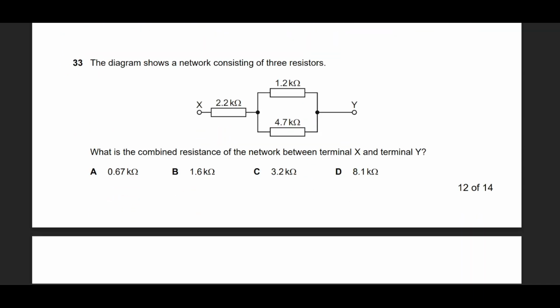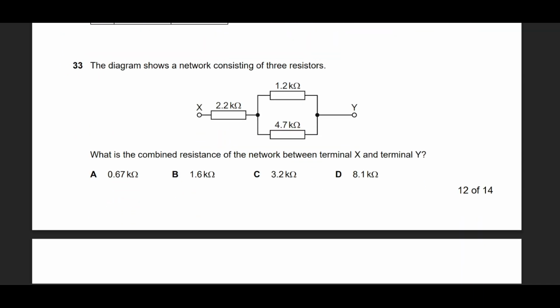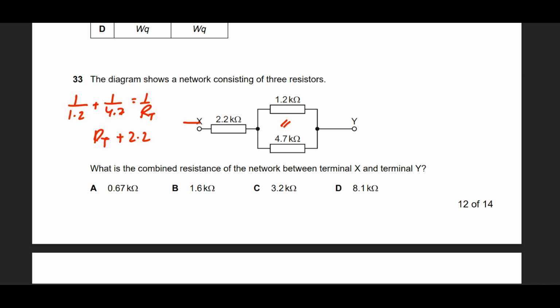Okay. Question number 33. You can solve this by the longer method, which would be to first solve them in the parallel combination, which would be 1 over 1.2 plus 1 over 4.7 equals 1 over RT. When you get RT, you will add this with 2.2 to get the final resistance. What you can do is, for two resistors, there is a shortcut. The shortcut is product over sum. It is exactly going to come from this. After taking LCM, you're going to land at the same answer.